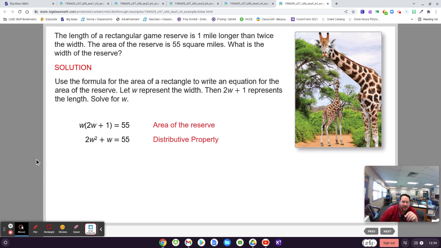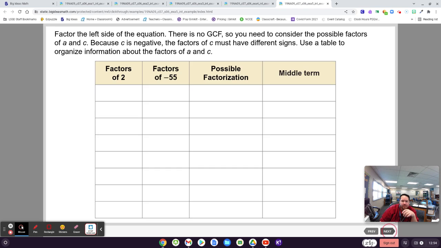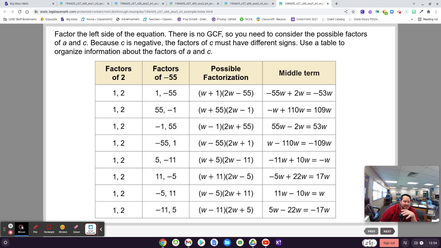Okay, and you can't solve this the normal way that you would solve an equation because you have the w squared. So what you want to do is subtract 55 on each side and end up with this, and then we got to factor it. All right, so when you factor this, actually this one I will make you try. So try to factor 2w squared plus w minus 55 on your paper. Good luck.